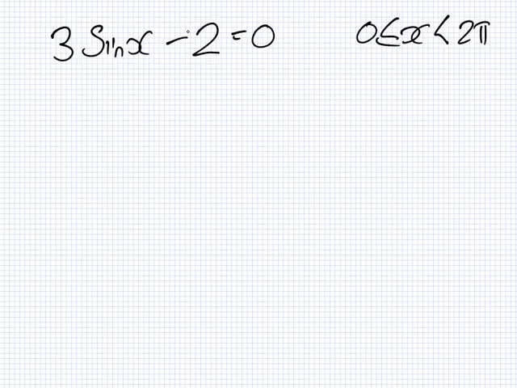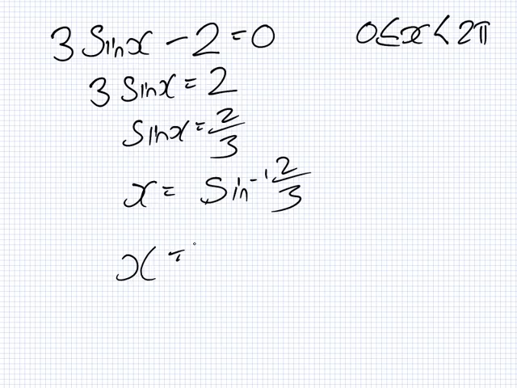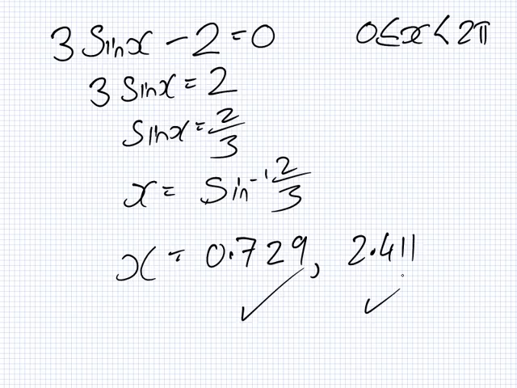Okay, you have this one. So we can say 3 sine x equals 2, sine x equals 2 over 3, x equals sine inverse 2 over 3. So x equals, if I put my calculator in radian mode, the first one 0.729, and the second answer? 2.411. Okay, so both of these are okay.